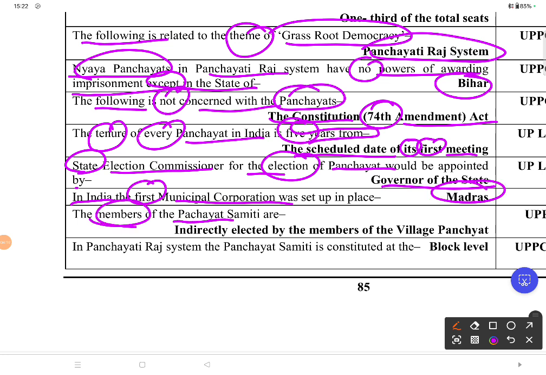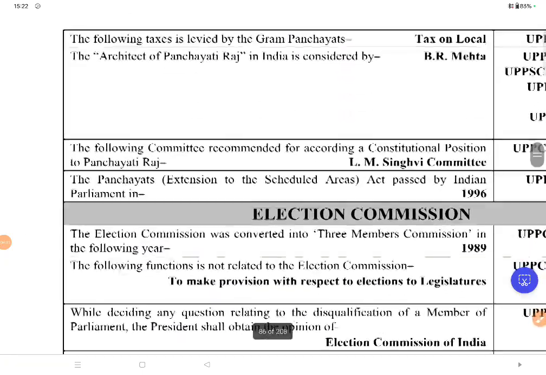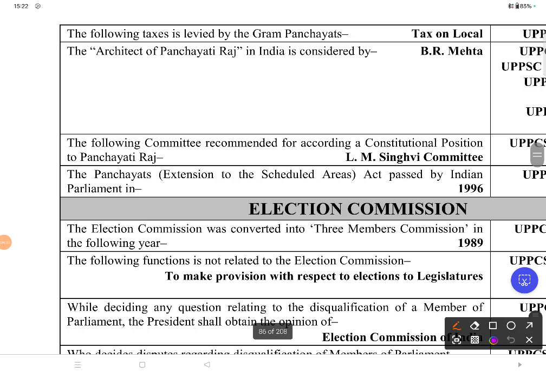The members of the Panchayat Samiti are indirectly elected by the members of the village panchayat. In the Panchayati Raj system, the Panchayat Samiti is constituted at the block level. The following tax is levied by Gram Panchayat: tax on local.